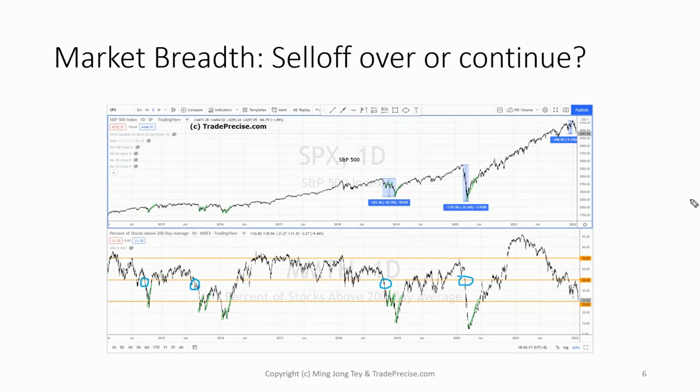But the key point to interpret this is to look at the context. So every time the market breadth dips below the 50% level, for example, I just circled in blue: there are first, second, third, and a fourth. Every time it dipped below the 50% level and failed to get back up.